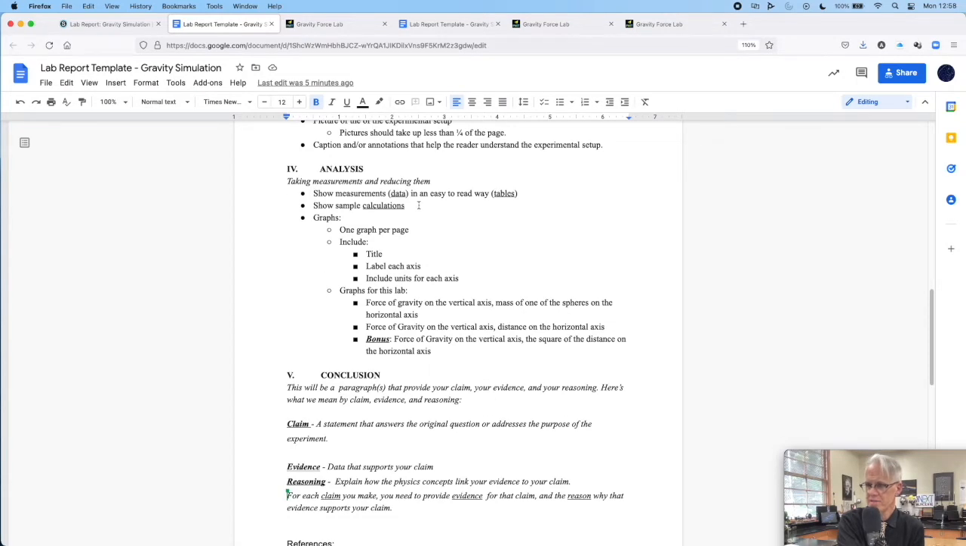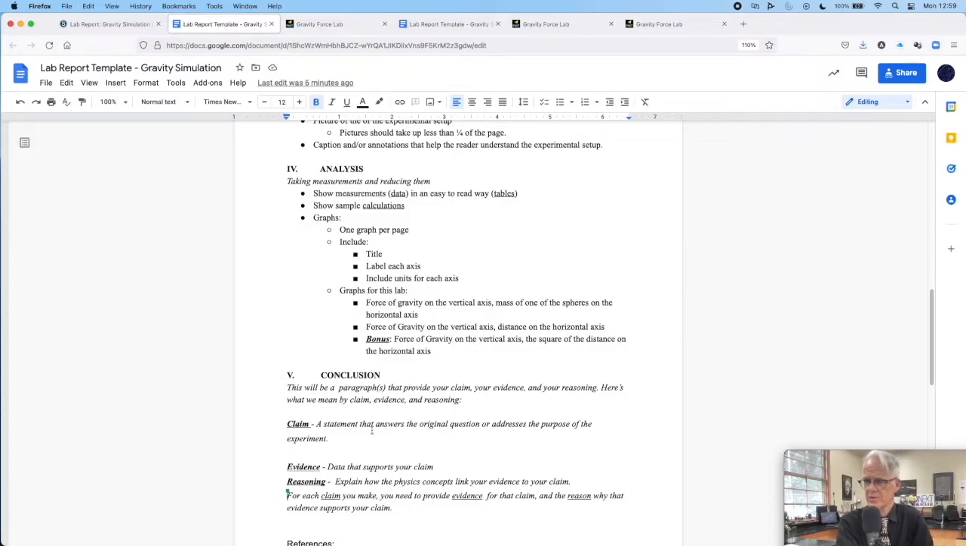For our analysis section, we'll need two graphs. The first graph will be force of gravity on the vertical axis and the mass of one of the spheres on the horizontal. The other graph will be, again, the force of gravity on the vertical axis, and then the horizontal axis will be the distance. Now there's a chance for some bonus points here where you can do a third graph that has the force of gravity again on the vertical axis and then the square of the distance on the horizontal.